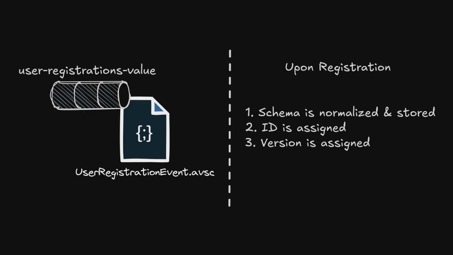Assuming this is the first schema for the user registration message values, the newly registered schema will have version 1. If we were to upload another schema for this topic's message values, that new schema would get version 2, and so on.